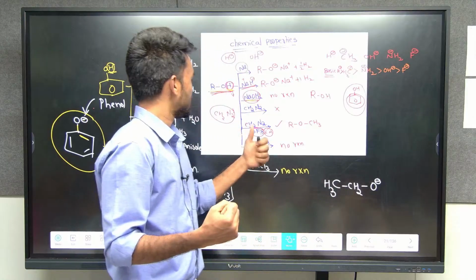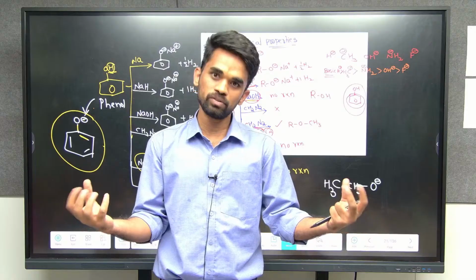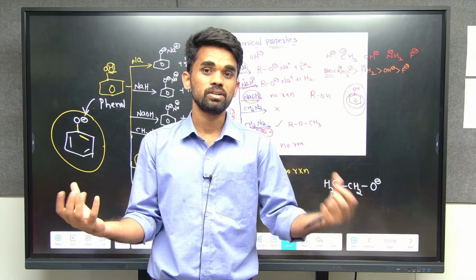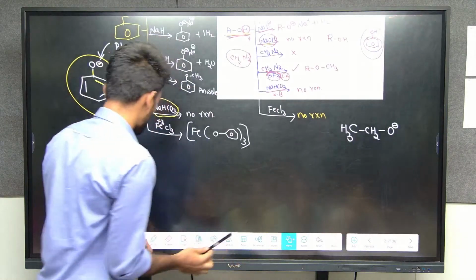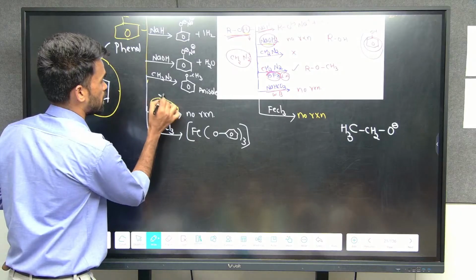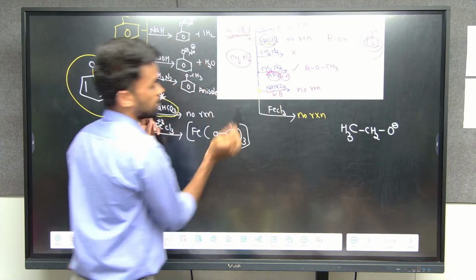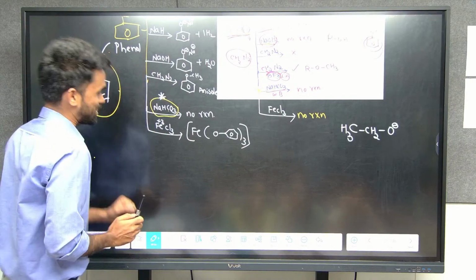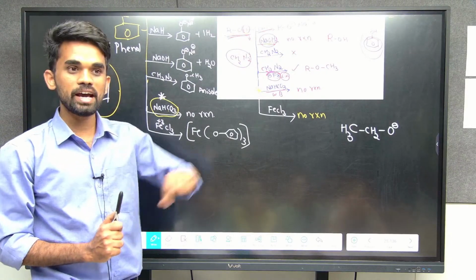Next, reaction with sodium bicarbonate. None of them will show a reaction with sodium bicarbonate. This is one of the very important points. Both phenol and alcohol show no reaction with sodium bicarbonate. Next, reaction with FeCl3: no reaction in alcohol.